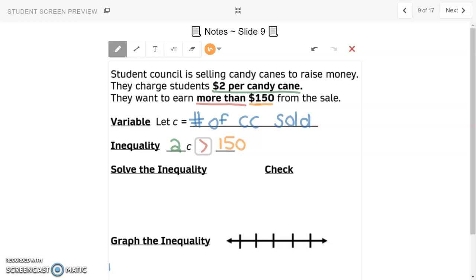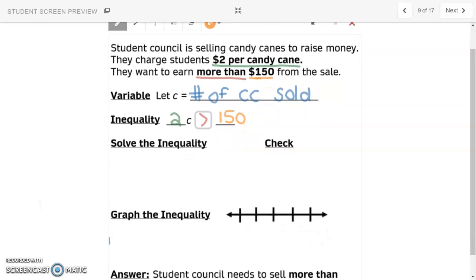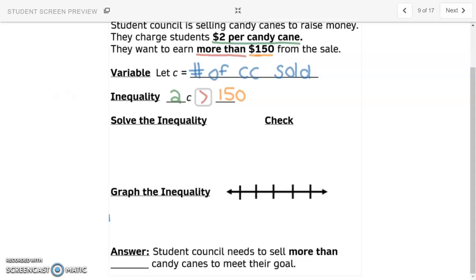So again, remember from probably elementary school, right? The inequality symbol, it's like the alligator, right? It eats the side that is bigger. It's hungry. So that wants us to say $2 per candy cane, right? Whatever that is needs to be greater than 150, and that's our goal. So if we rewrite our inequality, 2C is greater than 150. We just need to divide by 2 to get C by itself. So that means C is greater than 75.